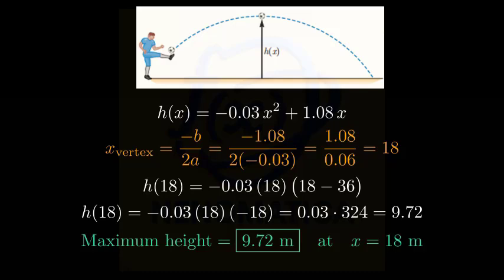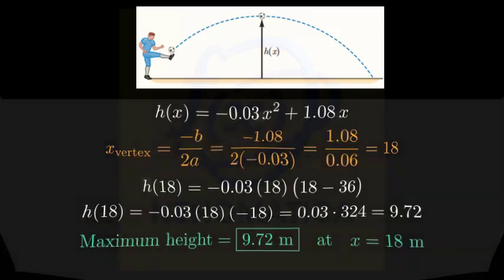Let us mark the vertex on the graph and draw the line of symmetry through x equals 18 for a clear visual of where the maximum occurs. To summarize, the ball travels 36 meters horizontally before landing, and it reaches a maximum height of 9.72 meters at 18 meters horizontally from the start.